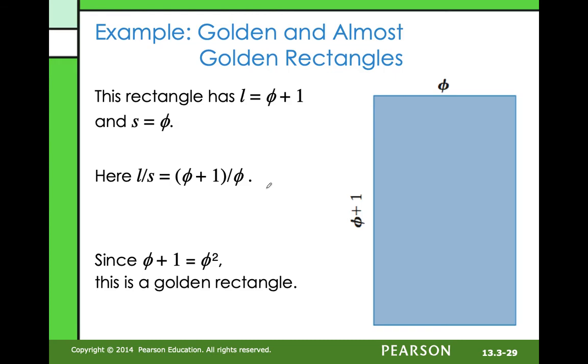So, another example. This rectangle has a length of L equal to √5 plus 1, and the shorter side length is equal to 2. So that gives us that L over S is equal to (√5 plus 1) over 2. And we know from our notes from Tuesday that (√5 plus 1) over 2 is the same as phi. So this would be the same as saying phi squared over phi, which ends up reducing to just be phi. So this is actually also a golden rectangle.